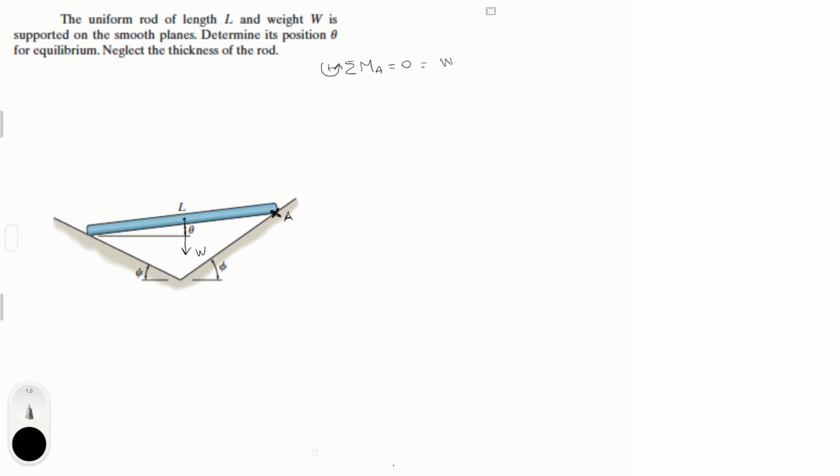The weight times L over 2 cosine of theta, because that is the distance from here to A. Now B, remember B was something like this, so it had a y component and an x component.